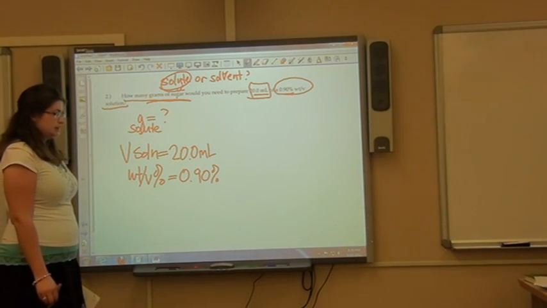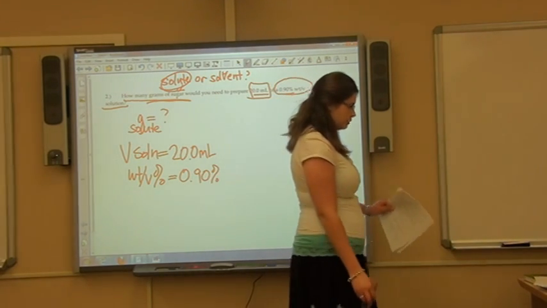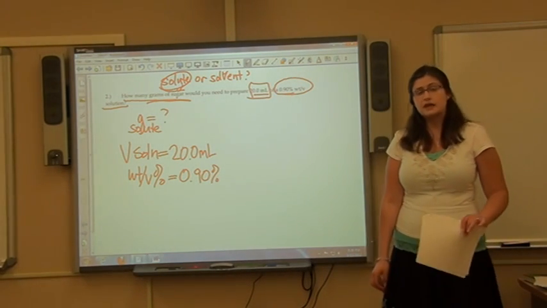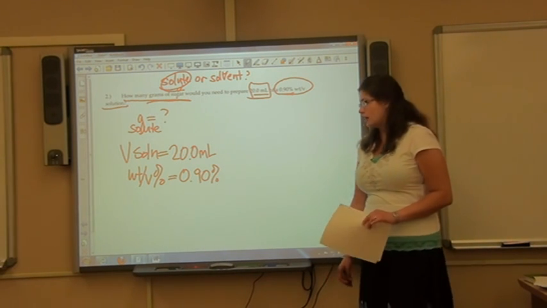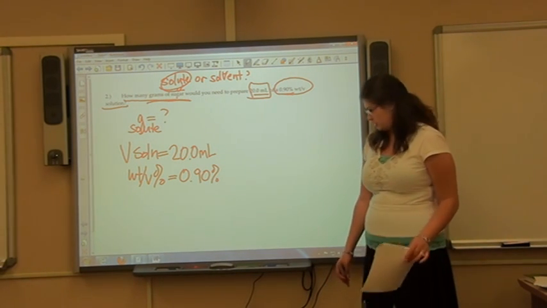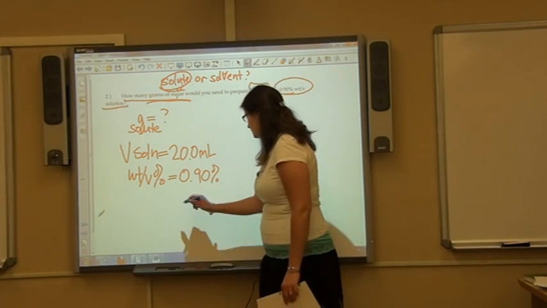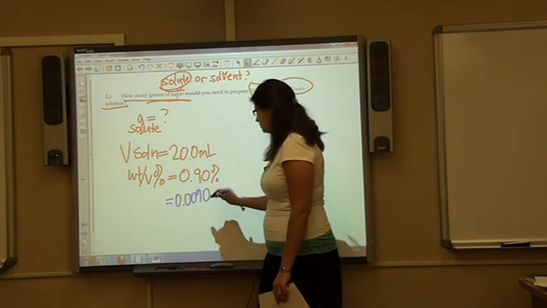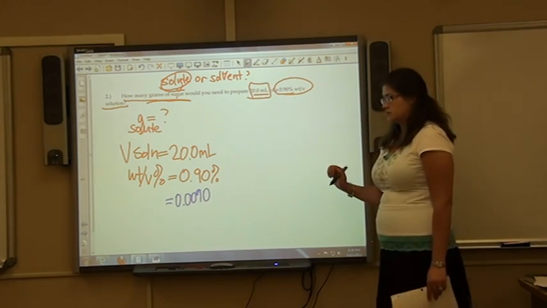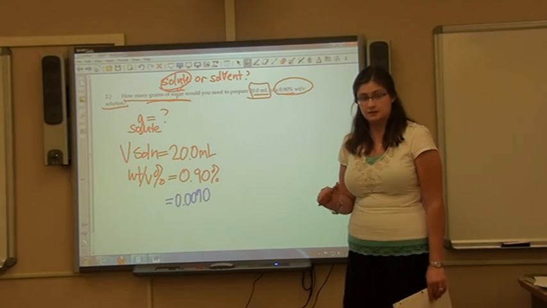Okay. Now, whenever you have to use a percent as a number in a problem, in your table of knowns and unknowns, I want you to convert it to a number right away. So 0.90% in number form is equal to 0.0090. That's the number that corresponds to 0.9%.